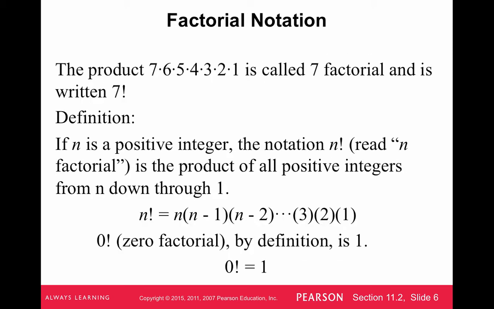Now, they want to get into factorial notation just to explain something about the formula that's coming up. So 7 times 6 times 5 times 4 times 3 times 2 times 1 is called 7 factorial and is written 7 with an exclamation point at the end. So anytime you see a number factorial, it really just means to multiply by the descending integers all the way down to 1.